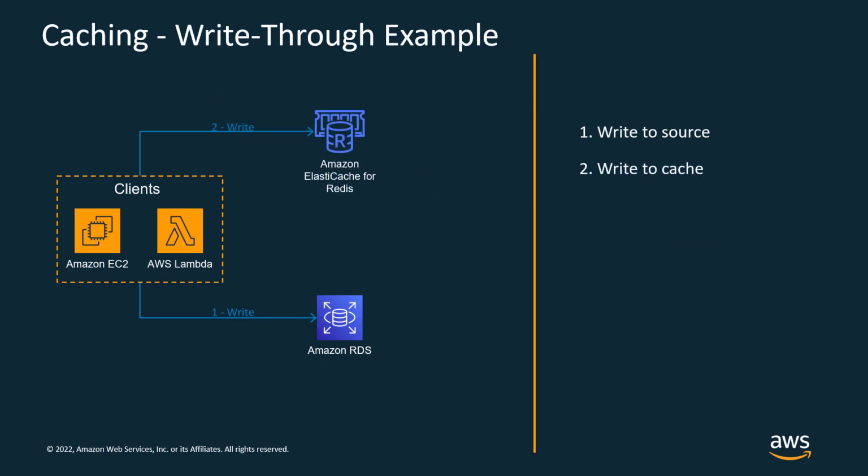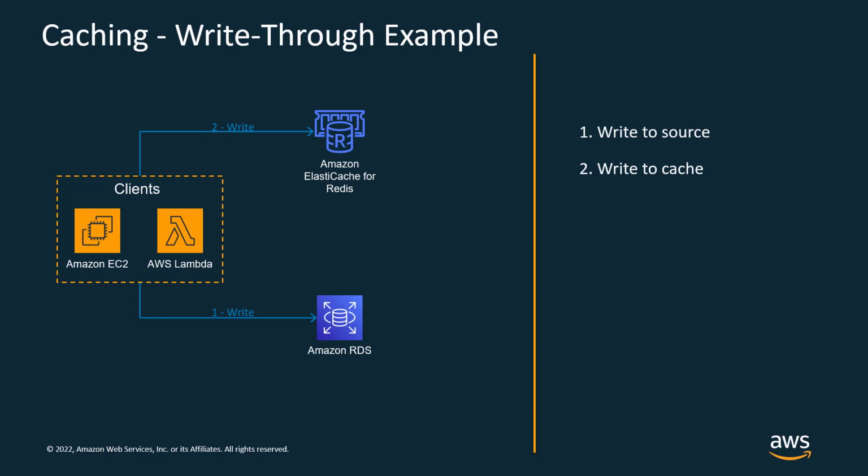Write-through is another commonly used caching strategy. With write-through, we are proactively populating the cache, whereas in lazy loading, we are populating the cache in a reactive way. So in our use case, we have our application running on Amazon EC2 or, let's say, Lambda, not important. When your application writes or updates something in Amazon RDS, then it will also write the data to Amazon ElastiCache for Redis, the cache. So it means that you pre-populate the caching layer.